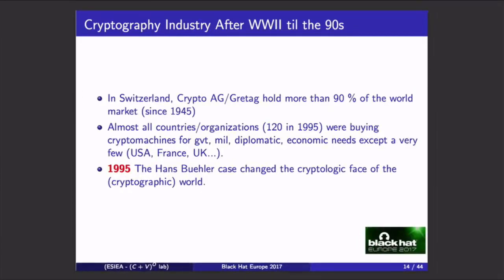In 1995, more than 120 countries and transnational organizations were using Swiss crypto machines, except a very few countries: USA, France, UK. You can add maybe 2 or 3 more, but only 2 or 3 more. But in 1995, a very big case occurred, which changed the face of the cryptographic world.